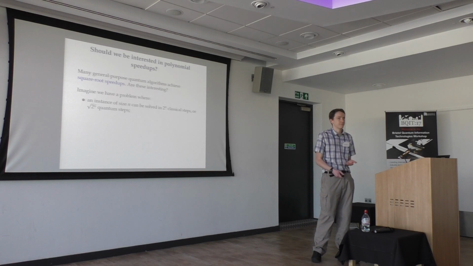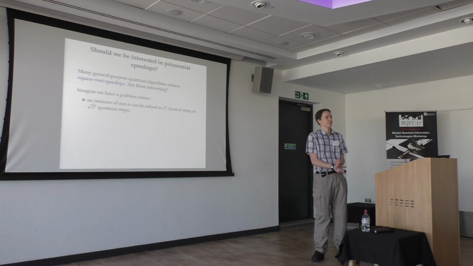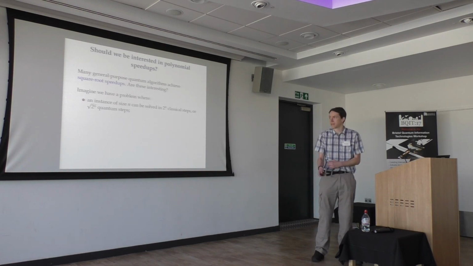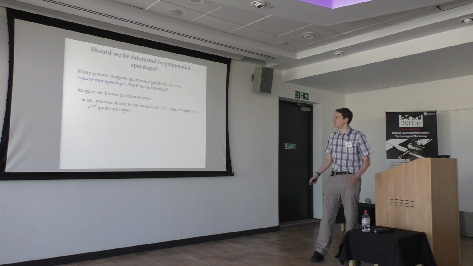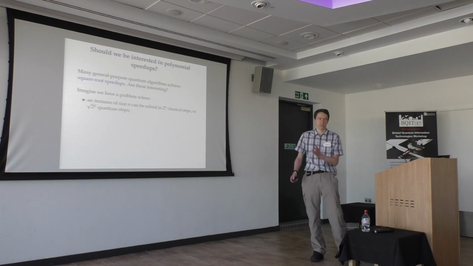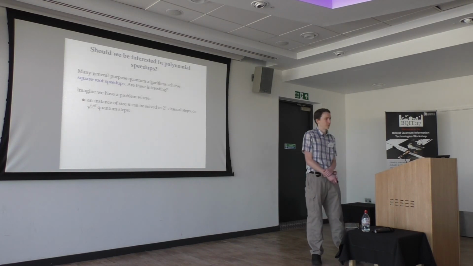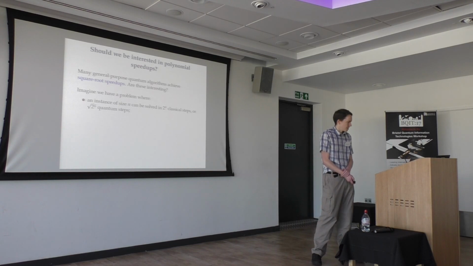And we might imagine, say, if we have one of these quantum algorithms that gives us a square root speedup, that we have a quantum algorithm that can solve the instance of size n in time square root of 2^n. So it gives us a square root speedup over the classical algorithm. Okay.